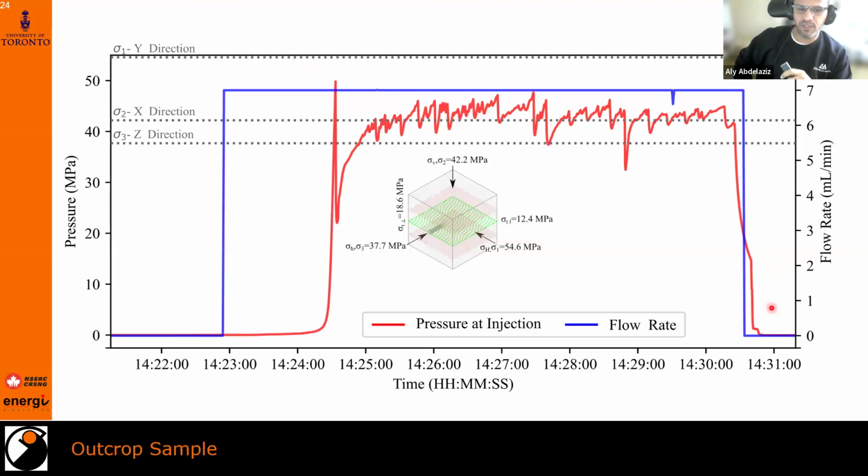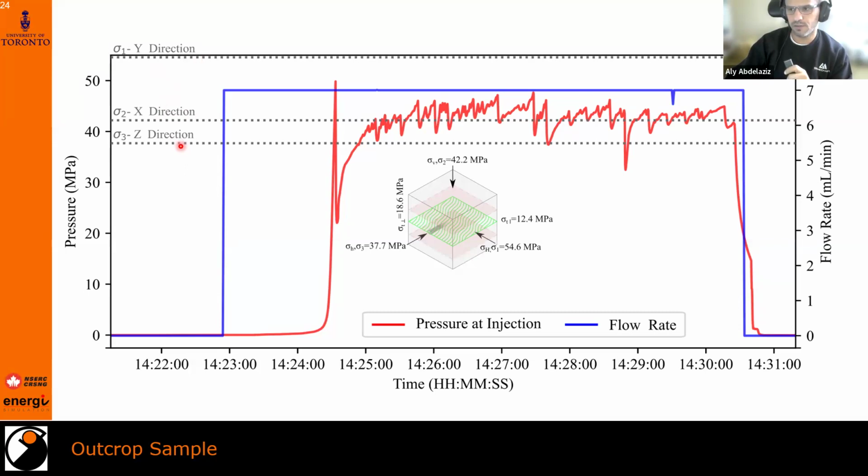I'll spend some time here, a couple of minutes, just explaining what is happening, because we are going to repeat this for several other tests. So the blue line is the injection at 7 milliliters per minute. The red line is the pressure response at the injection, so just above the injection hole. These gray lines are sigma 1, 2, and 3 respectively.